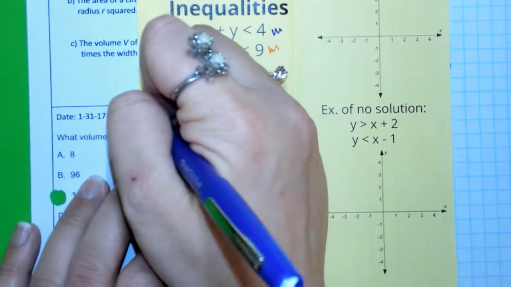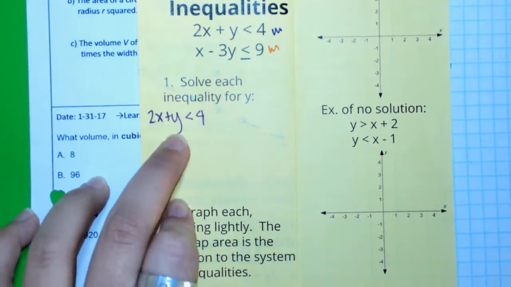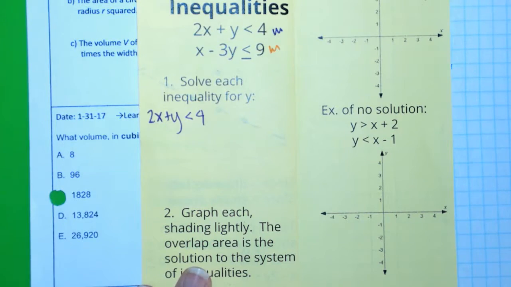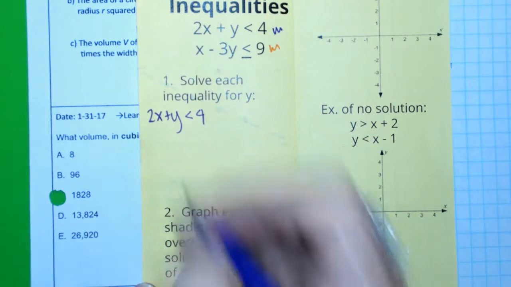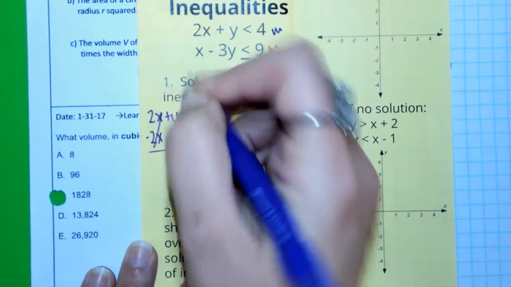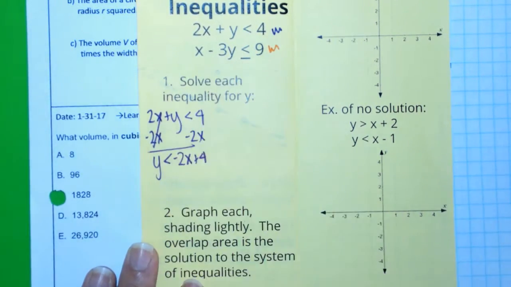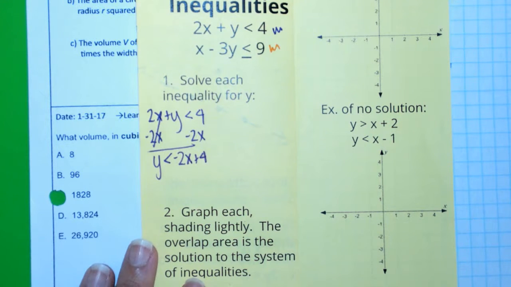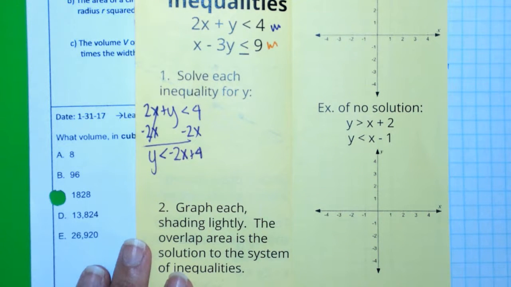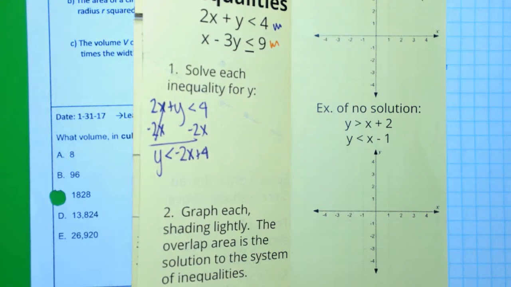So I have 2x plus y is less than 4. How do I solve this inequality for y? Subtract 2x. Do I have to divide by anything this time? No, because the y is already by itself, it's y over 1.